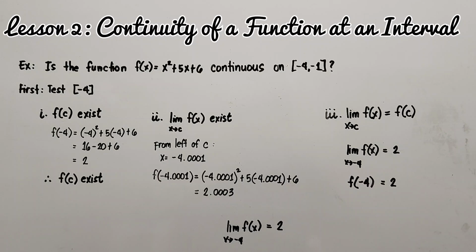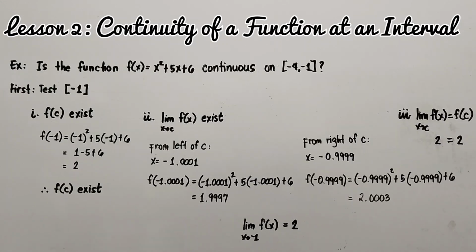Since all conditions are satisfied, then f of x equals x squared plus 5x plus 6 is continuous at endpoint -4. Here is the entire process for testing -1. And all the conditions are satisfied here. Since all conditions are satisfied, then f of x equals x squared plus 5x plus 6 is continuous at endpoint -1. We have shown that the function is continuous on the left endpoint -4 and the right endpoint -1. Therefore, the function f of x is continuous on the closed interval -4, -1.